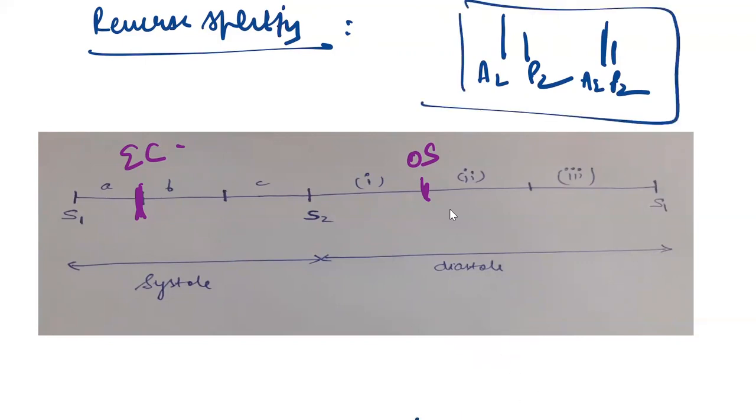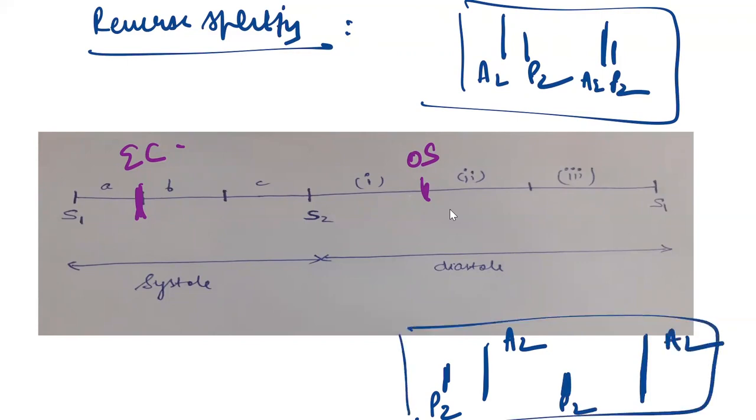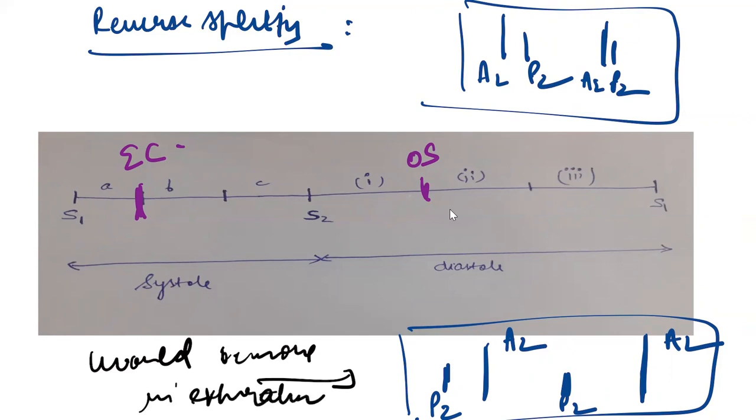So this is normal splitting. In reverse splitting, P2 comes early and A2 comes late. The splitting would be appreciated in inspiration and expiration both. The first sound is P2, the second is A2, and one other important thing is that it would be more in expiration. In wide and variable splitting, splitting is appreciated in both phases but more in inspiration. But in reverse splitting, splitting is there in both, but it is wider in expiration. Clear?